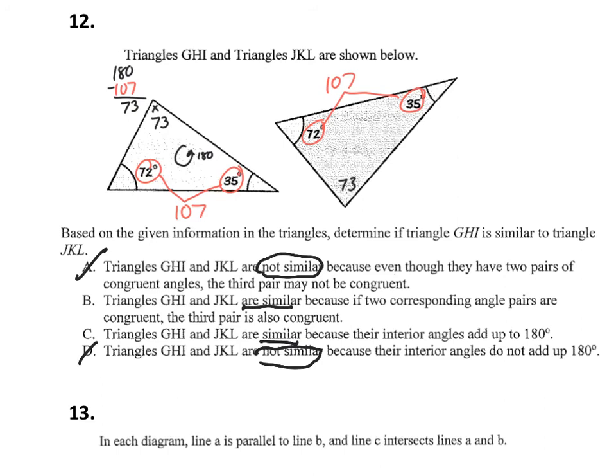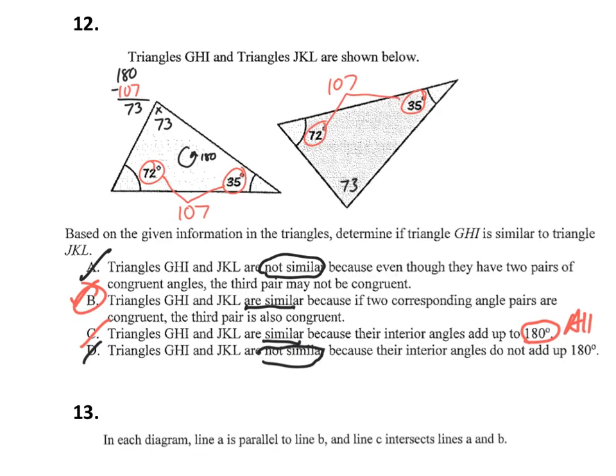So on B, it says triangles GHI and JKL are similar because if 2 corresponding angle pairs are congruent, the third pair is also congruent. That's pretty much exactly what we just figured out. I'm going to read through C now. Triangles GHI and JKL are similar because their interior angles add up to 180 degrees. That is not a false statement, but all triangles add up to 180 degrees on the inside. And because of that, not all triangles are going to be similar. So C is out. Our answer will be B.